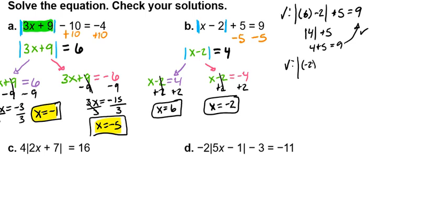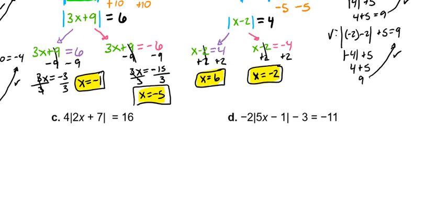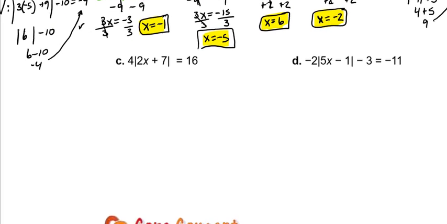So the absolute value of negative 2 minus 2 plus 5 equals 9. And that's going to give us the absolute value of negative 4 plus 5. And the absolute value of negative 4 is 4. And 4 plus 5 is 9. And we have matches. So that tells us that x equals 6 is correct and x equals negative 2 is correct.